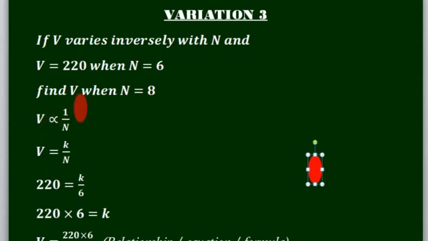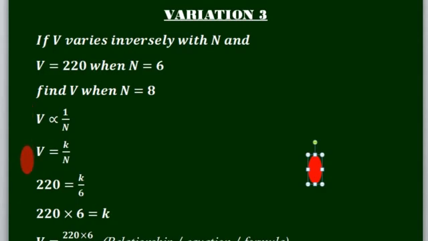We put 1 above N there. That's how it becomes inverse variation. If you just say V varies with N, it's direct variation. But since it is inverse, we need to have 1 there, then N at the bottom. That's what makes it inverse variation. Now we need to put an equal sign in this one so that we can use it as a formula to solve our problems.